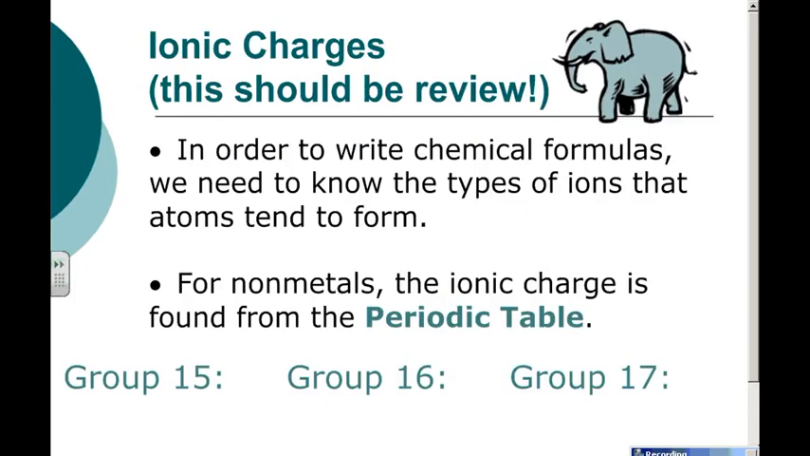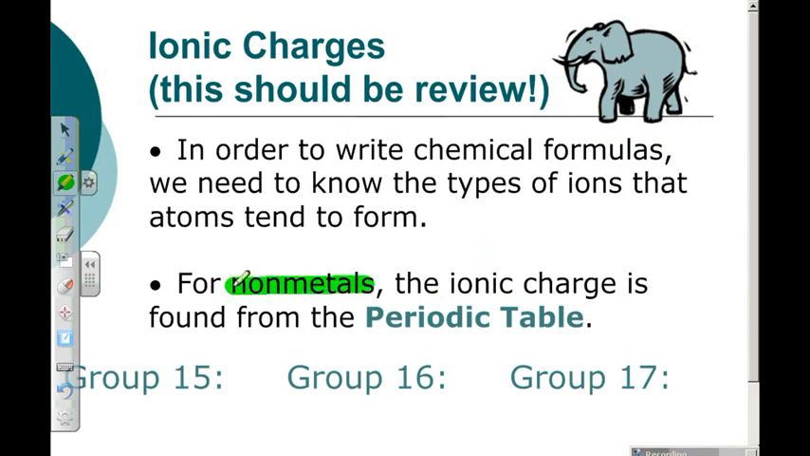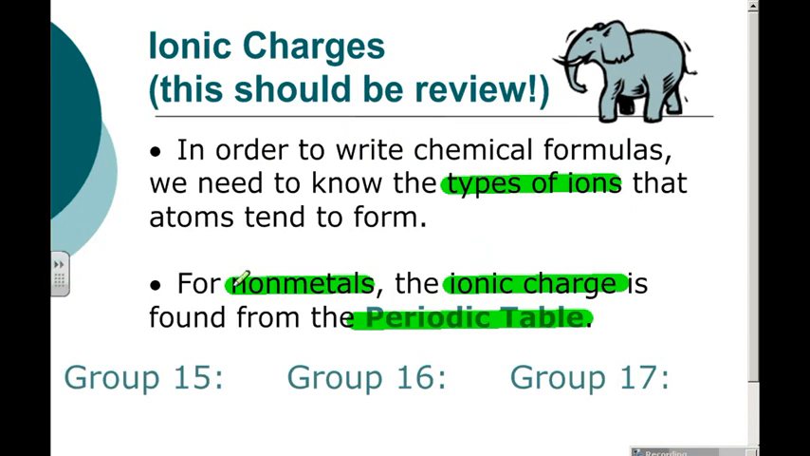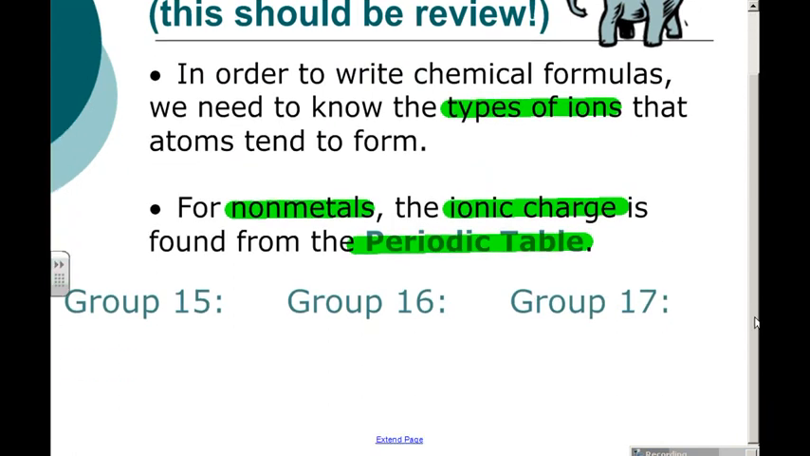We're going to start by looking at the nonmetals. You should know that for nonmetals, we can actually determine their ionic charge just by looking at the periodic table. When we write these chemical formulas, we need to know what types of ions the elements will form. So with these nonmetals, let's think about what we know about them. If you have your periodic table, you might want to look at that to refresh your memory.